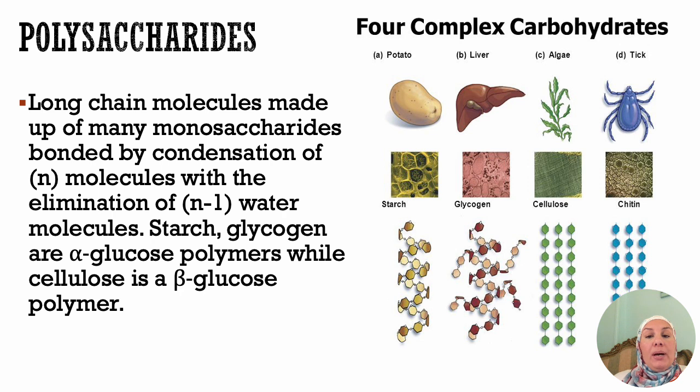Now we're going to talk about polysaccharides. So we started with monosaccharides that have one sugar. We moved on to disaccharides that have two sugars, and now we have a big molecule. We like to call such big molecules macromolecules because they're very, very big. We're talking about thousands of monomers bonded together. And these long chain molecules, as we just said, are made of many monosaccharides bonded together.